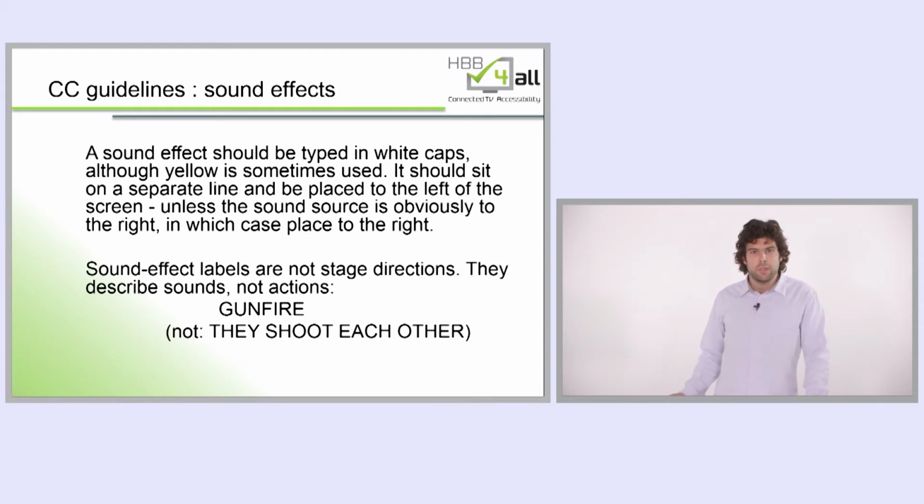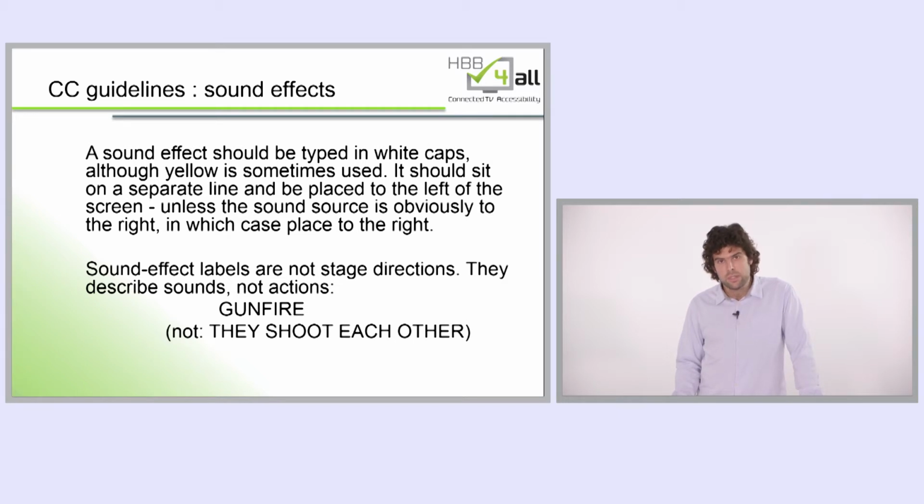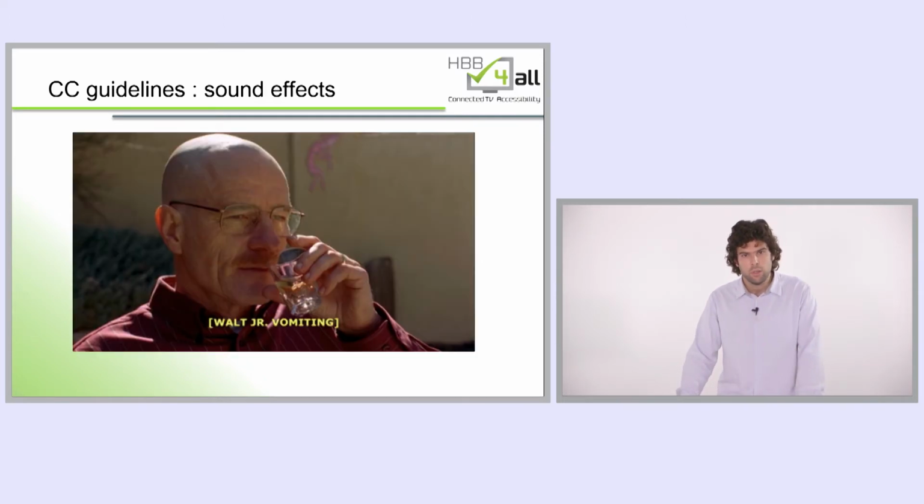A sound effect should be typed in white caps, although yellow is sometimes used. It should sit on a separate line and be placed to the left of the screen, unless the sound source is obviously to the right, in which case you can place it to the right. Sound effect labels are not stage directions, they describe sounds, not actions. Gunfire, not they shoot each other. We have an example here from Breaking Bad, Walter Jr. vomiting.